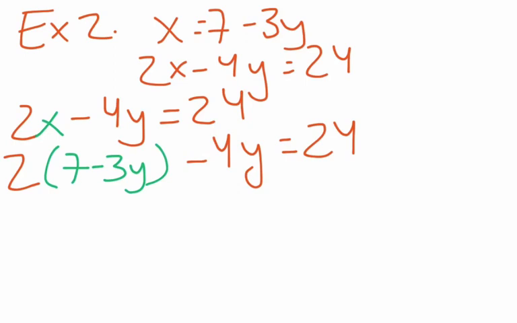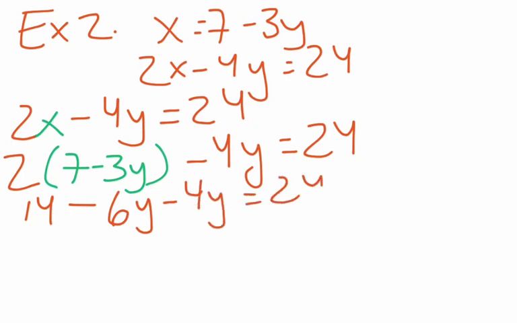And what makes that different in a significant way is that now I have an equation that just has y's in it, and I am able to solve for the y and get a value for y. So let's go ahead. 2 times 7 is 14. 2 times negative 3y is negative 6y. Combine your like terms. So negative 6y minus 4y. Remember, these are both negatives. Negative 6y plus negative 4y would be plus negative 10y.